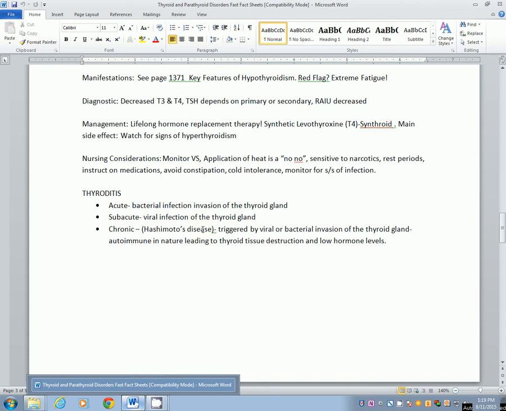Thyroiditis, they have acute, subacute, and chronic. Just know that there are 3 types. Acute usually is a bacterial infection of the thyroid gland. Subacute is usually a viral infection of the thyroid gland. And then chronic is usually what's called Hashimoto's disease, which is triggered by viral or bacterial invasion of the thyroid gland and results in autoimmunity, leading to thyroid tissue destruction and low hormone levels.